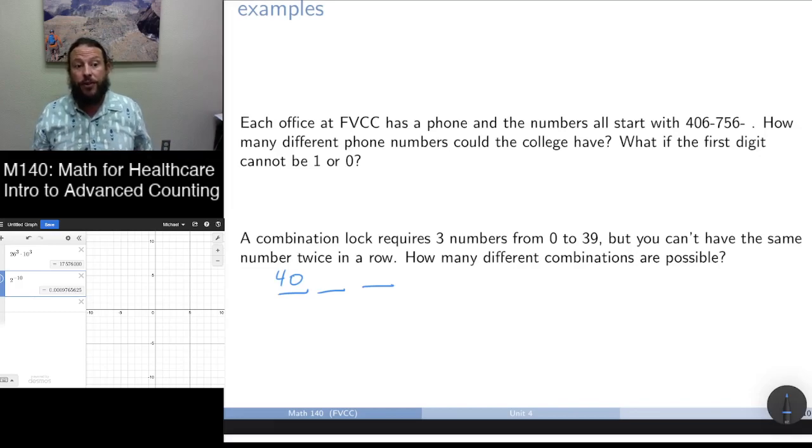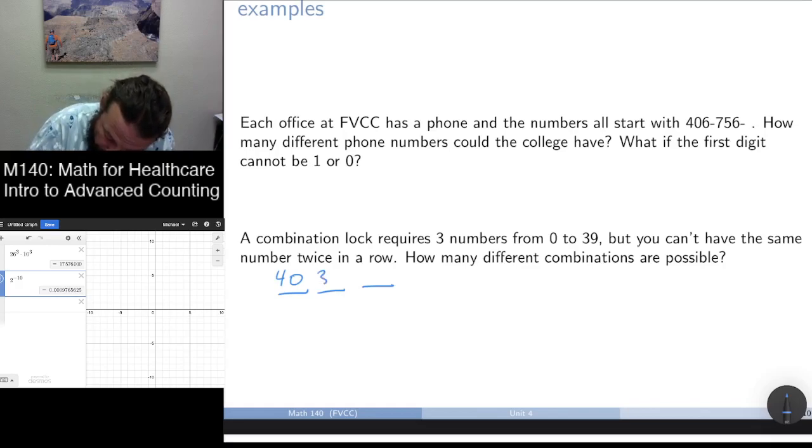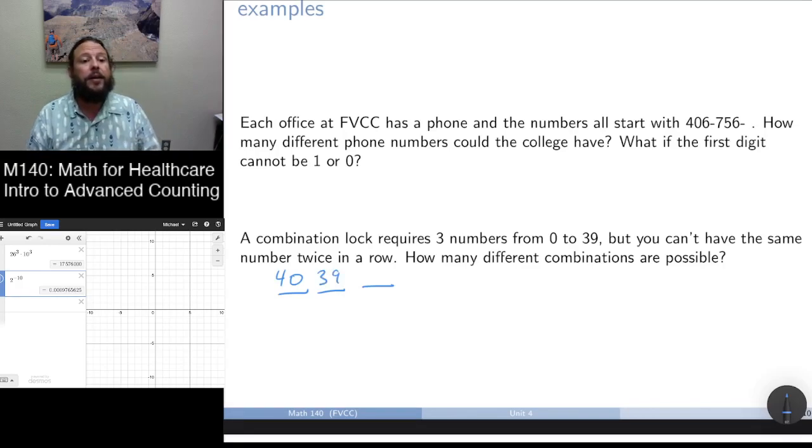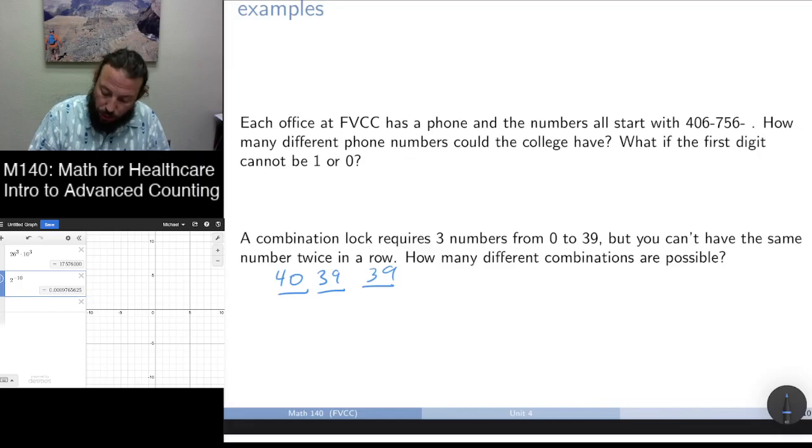Now, we can't use the same number twice in a row. So how many do we have for the second number? Good, 39. Now, how about for the third number? Well, the third number can't be the second number, but it could be the first number, so we still got 39 left. And so we multiply those 3 together using our multiplication principle.